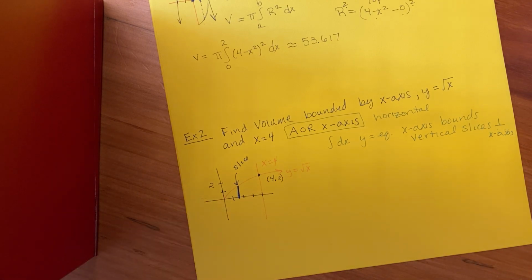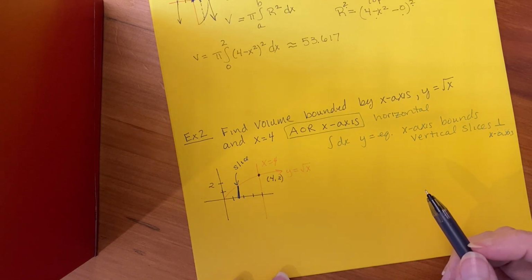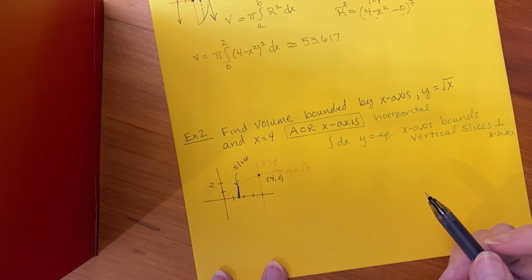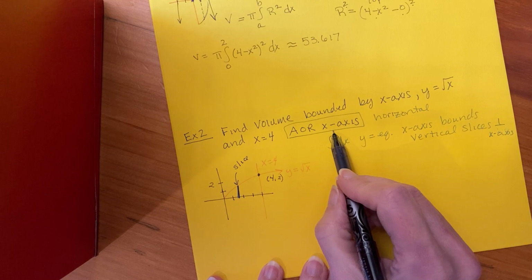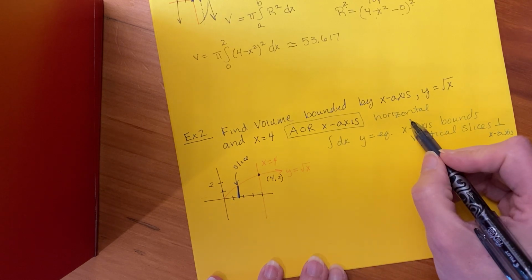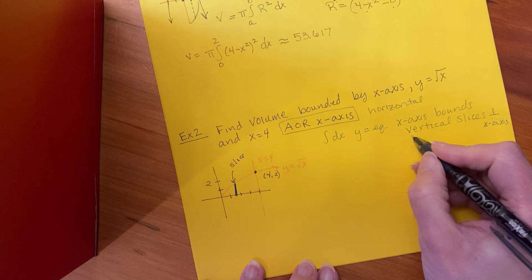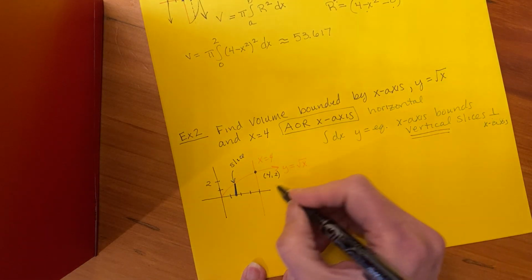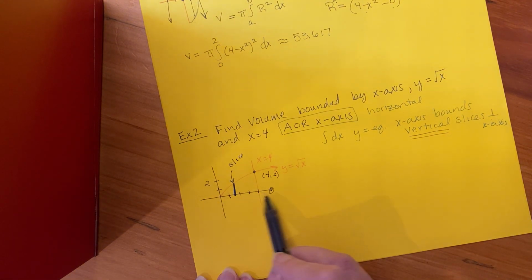In your example 2, it says, find the volume of the solid formed by rotating the region bounded by the x-axis, y equals the square root of x, and the line x equals 4. And we're going to revolve this all about the x-axis. That's our axis of rotation again. That's horizontal. So we're going to take vertical slices because our axis of rotation again is right here. And it is a horizontal axis of rotation.